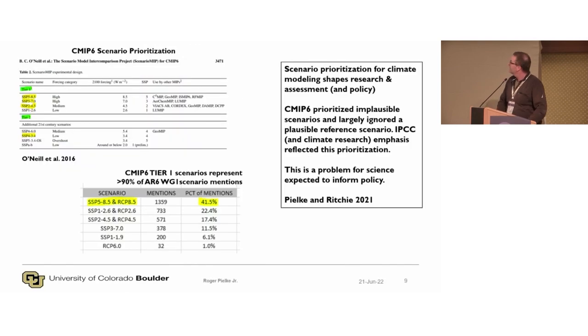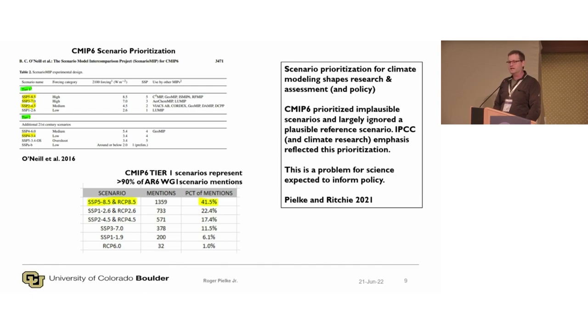All right, so you probably can't read this, but I want to make a few points here. One, on the upper left, it shows that the CMIP process, both CMIP5 and CMIP6, prioritize the highest end scenario, the 8.5 watts per meter squared scenario. It is no surprise, based on that prioritization, that this bottom table shows the most mentioned scenarios in the IPCC report are 8.5 watts per meter squared. And I've just made the case to you that those scenarios are implausible.